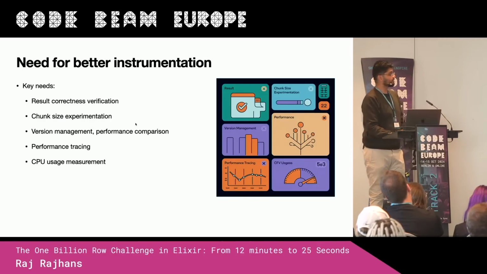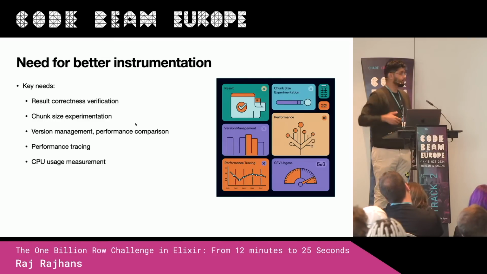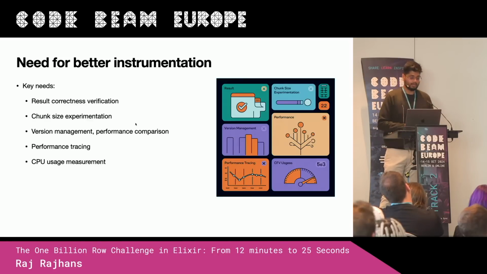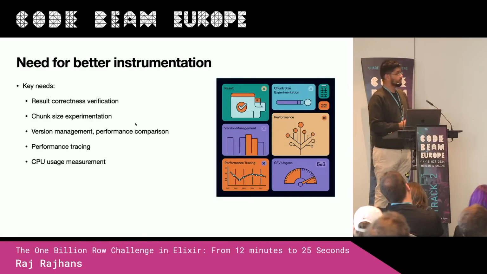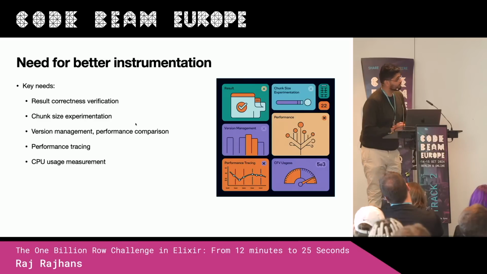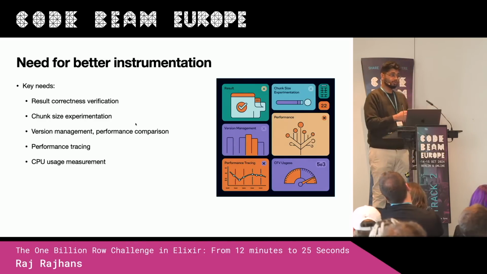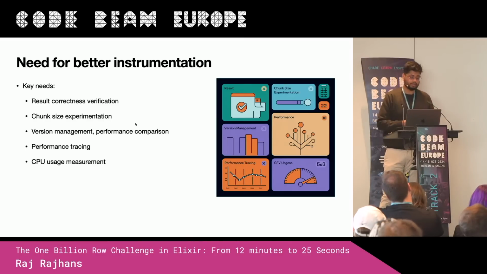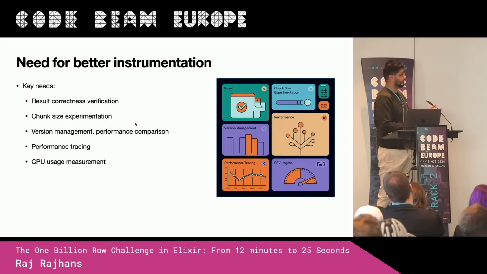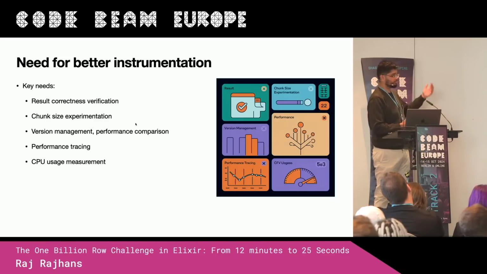But at this point, one thing was clear, that I needed better instrumentation going forward, because I did not want to chase my own tail, generating incorrect results and things like that. So this is what I needed. I needed a way to check if the results that my code is generating are correct. I needed a way to run the same code multiple times to find out what is the best chunk size. Then I needed a way to manage different versions in my code, compare those versions, things like that. Finally, I needed to do performance tracing, find out what the bottleneck is in my code, and get the CPU usage measurement that we saw earlier.